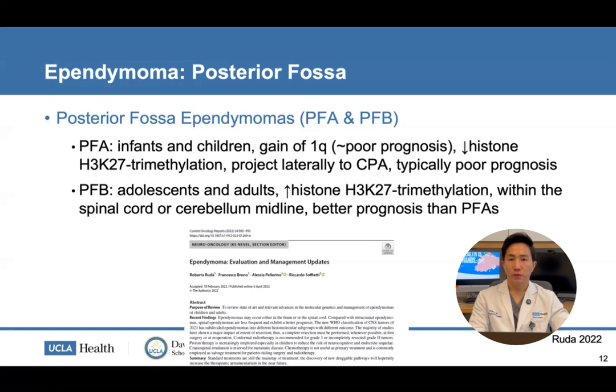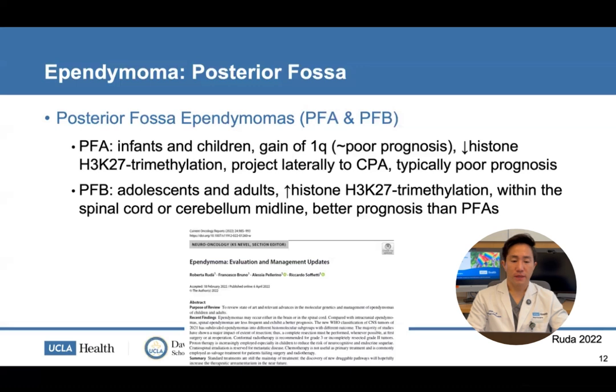Now the WHO in their 2021 classification broke down these tumors into posterior fossa ependymoma A and B. Now PFAs are typically found in infants and children. They are characterized by a gain of 1q, which portends a poor prognosis. They do not have as much histone H3K27 trimethylation, and they project laterally into the CP angle. These are typically associated with a poor prognosis.